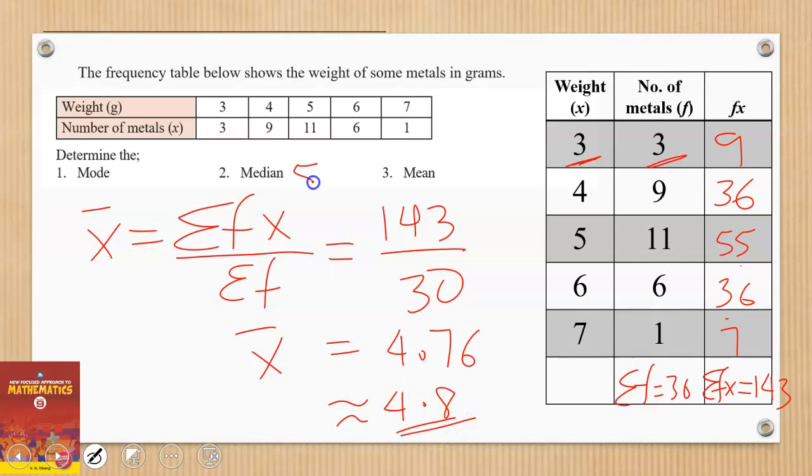And remember, we had our median to be 5, mode to be 5, and mean is 4.8, which is approximately 5 as well. Good. Now let's take the final example under this.